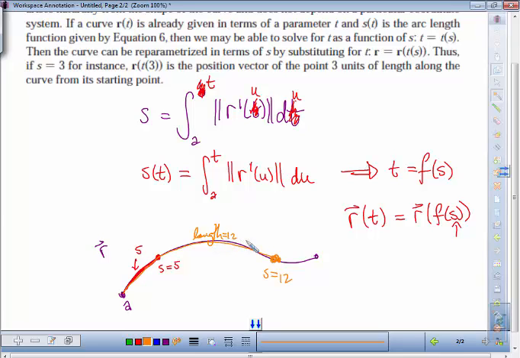So what they're saying is that as you move along this curve, if you're parameterized by arc length, whatever time value or parameter value you're at, that's how long the curve you've drawn. Does that make sense? It's a hard concept.